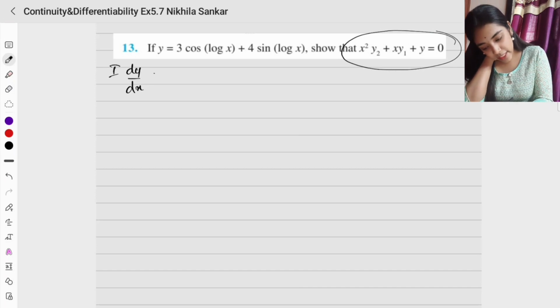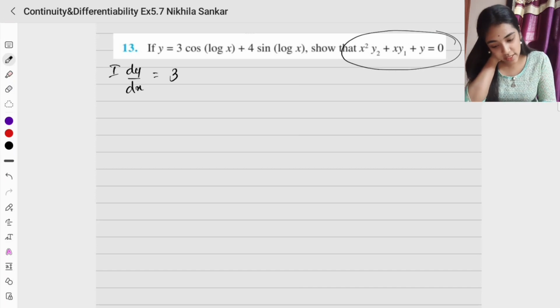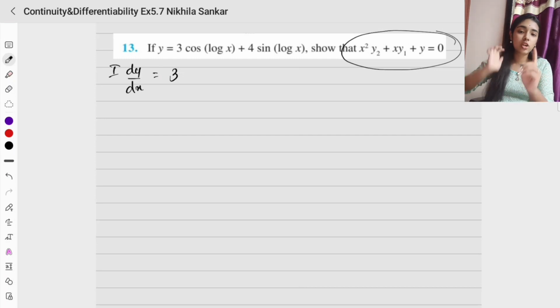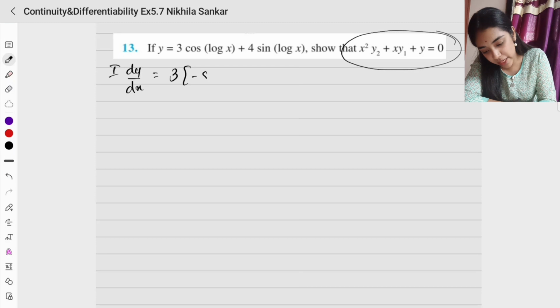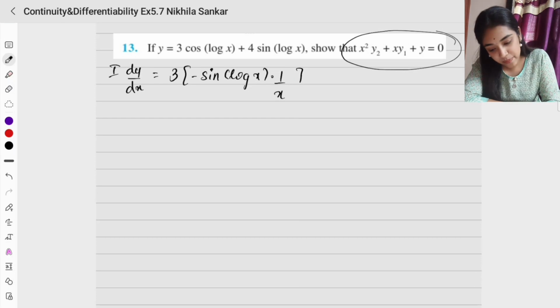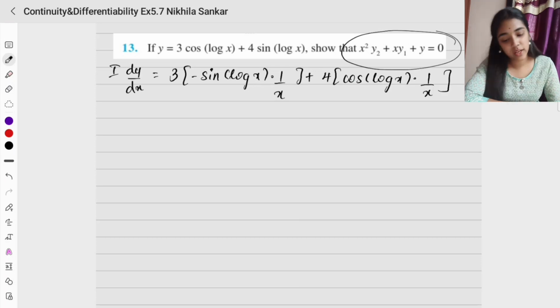dy by dx equals 3 is a constant. Cos of log x is there. This is not cos x log x. It is not a product, it is cos of log x. So, what is the derivative of cos? Minus sign. So, I'll have minus sin of log x times the derivative of log x, which is 1 divided by x, plus 4 times sin. What is the derivative of sin? Cos. So, I'll have cos of log x times the derivative of log x, 1 divided by x.